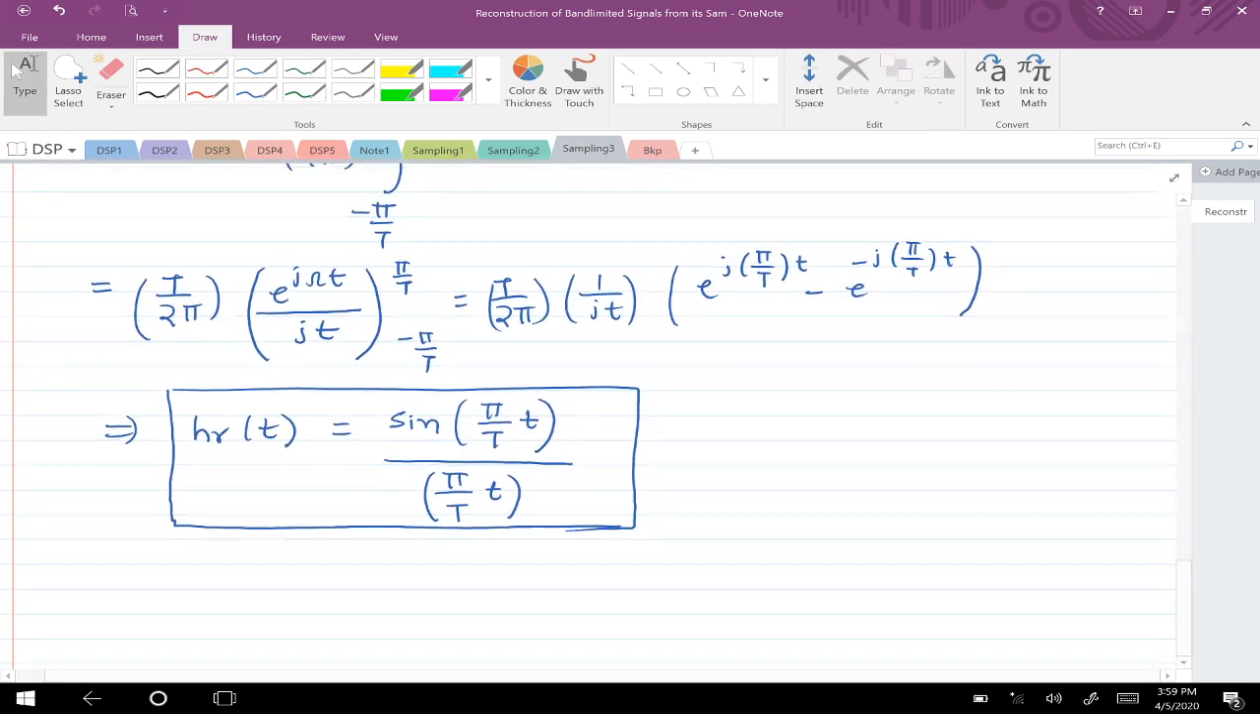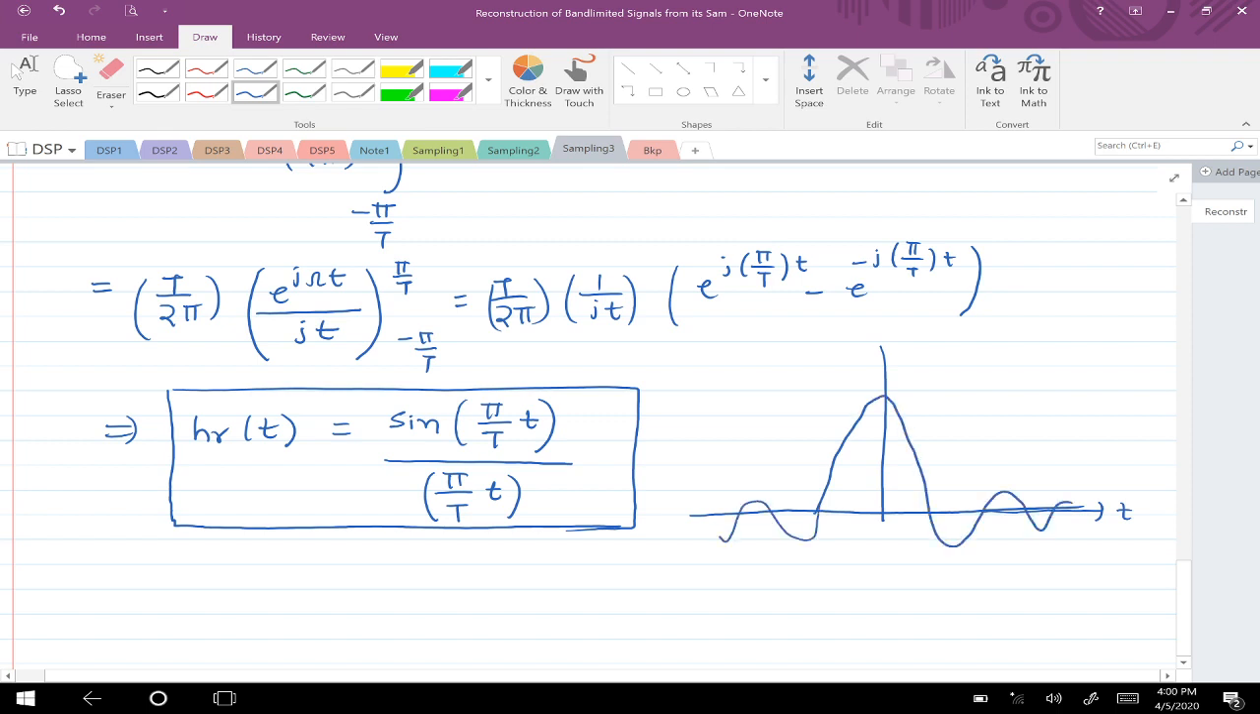So how does that look like? Okay, this is the time domain, so this is t. Its value would be 1 at 0. Okay, any idea on this? If I remembered correctly, this is 1. Okay, you could check it out. Any guess on where it will have zeros?